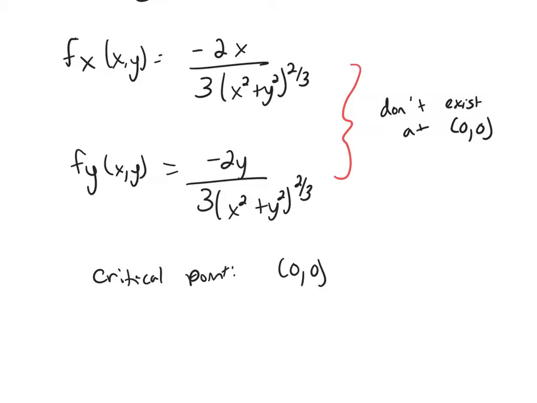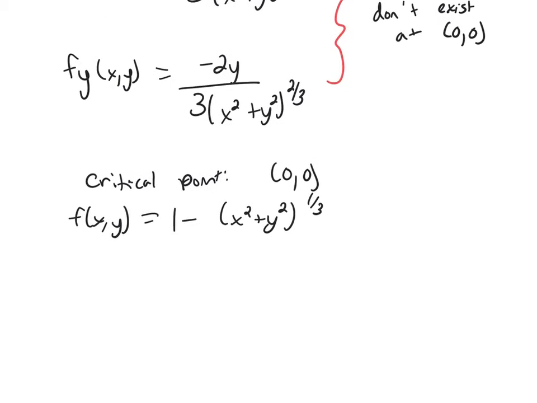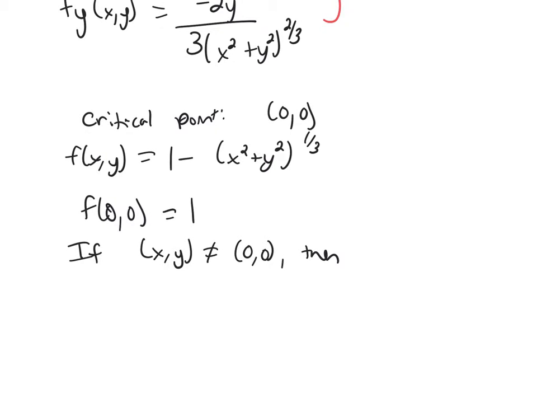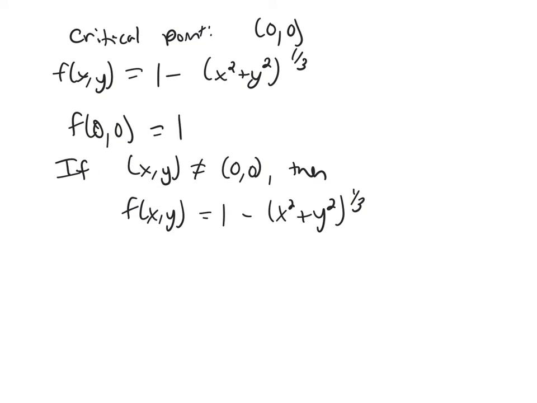And so now I need to figure out, does this critical point give me a relative extremum? Well, let's look at what happens. Go back to our function here. If I plug in 0, 0 into my function, it outputs the value 1. And if I plug in any other point other than 0, 0, then my function f of xy, well, it's 1 minus something that's not 0 here. So in the end, it'll be smaller than 1.